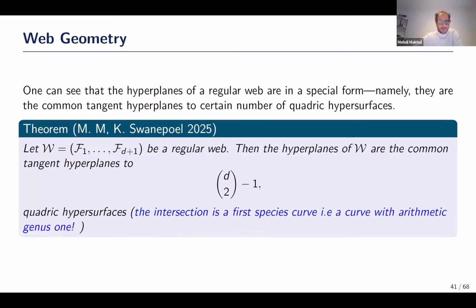Suppose that we have a regular D+1 web in R^D, in some domain of R^D. Then regularity implies that the hyperplanes of this web are common tangent to D choose 2 minus 1 quadric hypersurfaces. In other words, they are common tangents of a first species curve. So in dimension 3, for example, D is 3, so we actually get 2 quadrics, and we have a degree 4 curve, which is the intersection of the 2 quadrics.